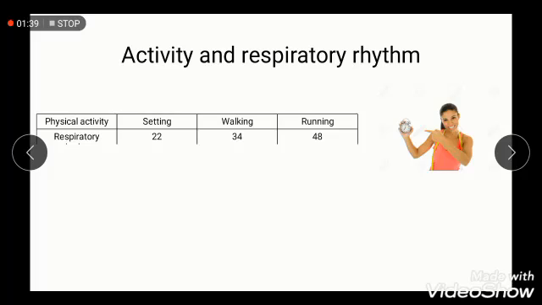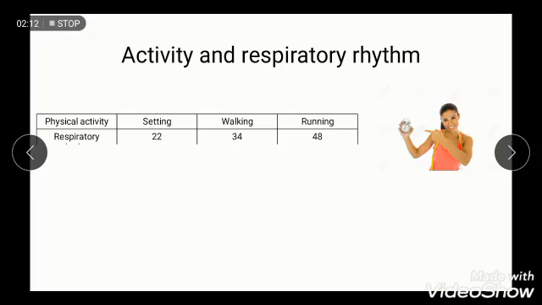As we said before in the lesson of respiration, the respiratory rhythm is the number of respiratory movements that are done during 1 minute. So first of all, I want you to sit down and count for 1 minute the number of respiratory movements that you do, and also during walking, then during running, and record your values on the paper that you want to record the results on.